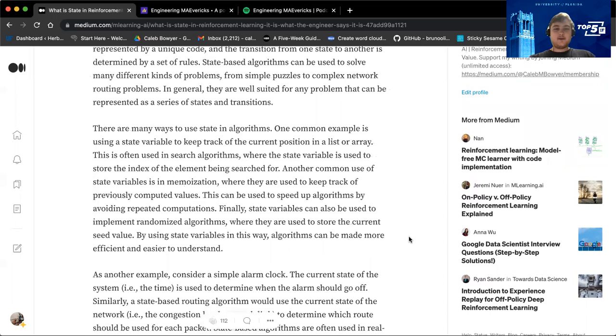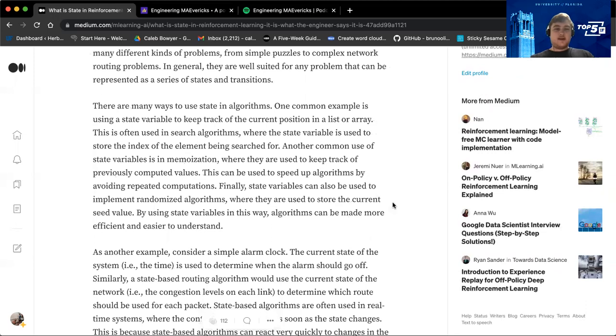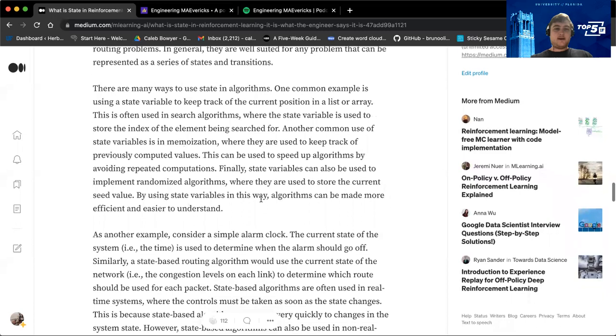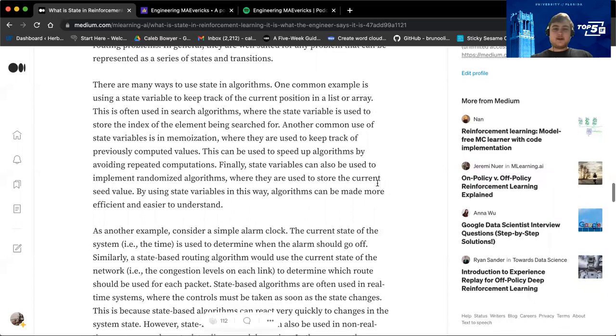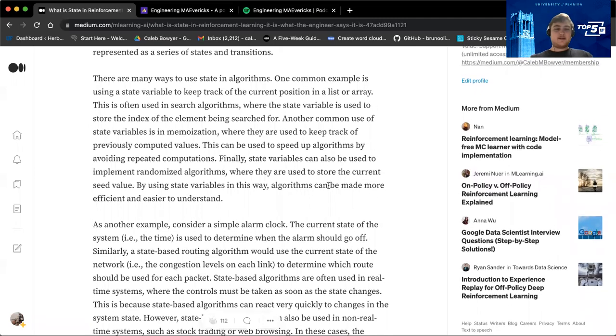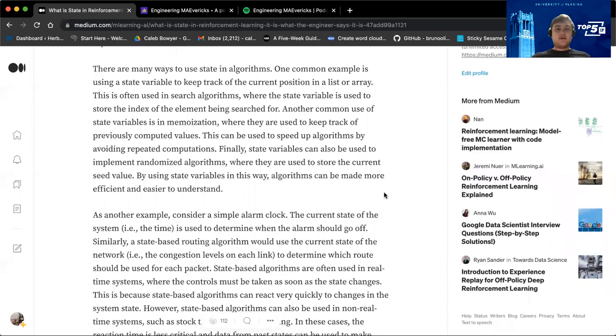One common example is using a state variable to keep track of the current position in a list or array. This is often used in search algorithms, where the state variable is used to store the index of the element being searched for. Another common use of state variables is in memoization, where they are used to keep track of previously computed values. This can be used to speed up algorithms by avoiding repeated computations. Finally, state variables can be used to implement randomized algorithms, where they are used to store the current seed value. By using state variables in this way, algorithms can be made more efficient and easier to understand.